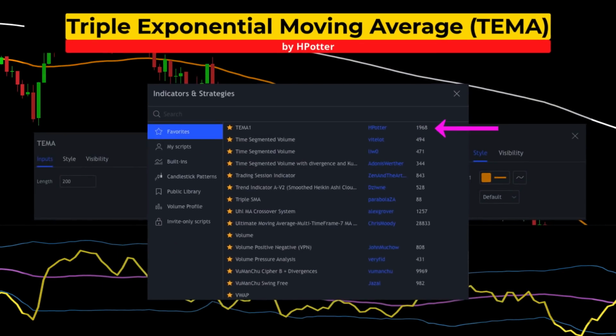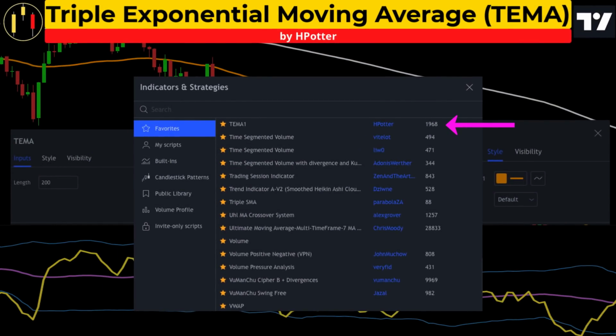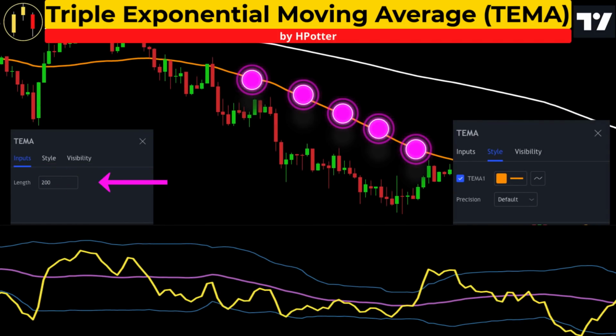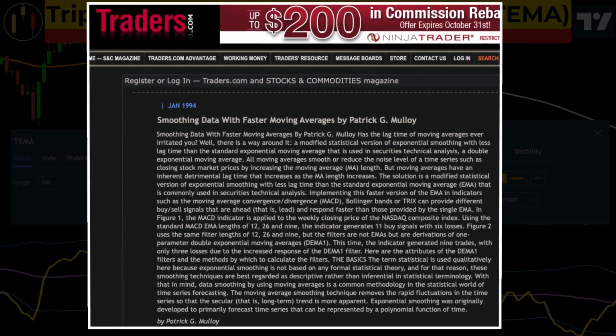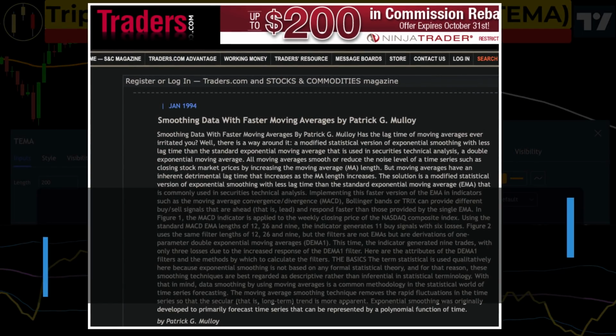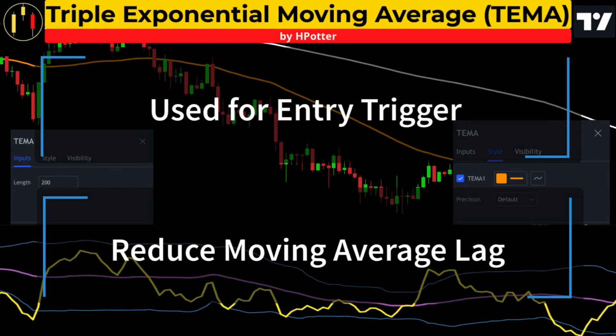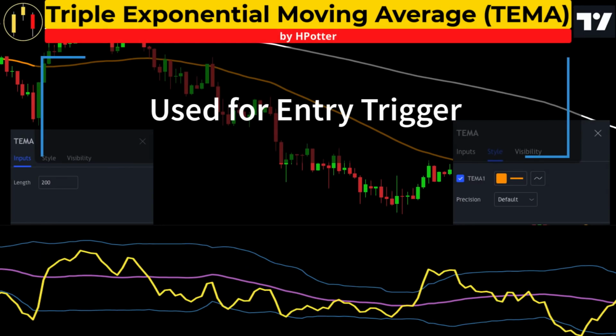The second free TradingView indicator is the triple exponential moving average, or TEMA. I am going to set the length to 200 and color it in orange. The TEMA was introduced in 1994 by Patrick Malloy and attempts to limit the lag as compared with a standard EMA. In this system, the TEMA will be used for triggers.